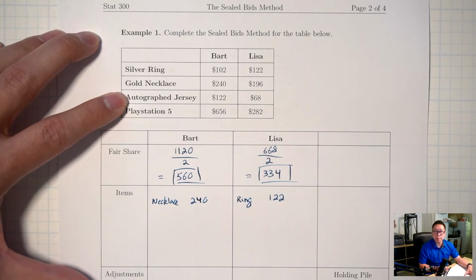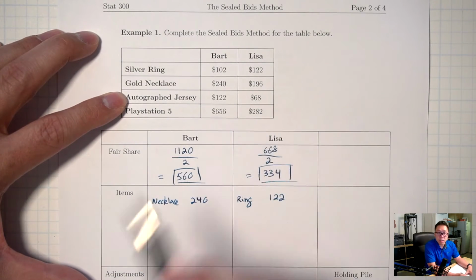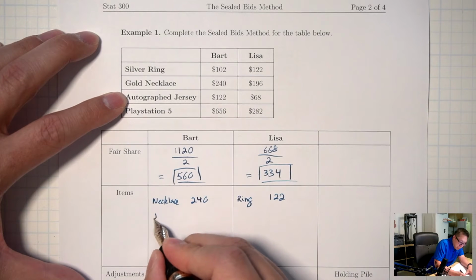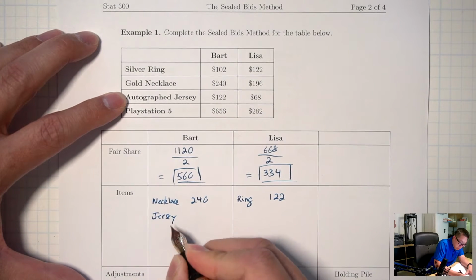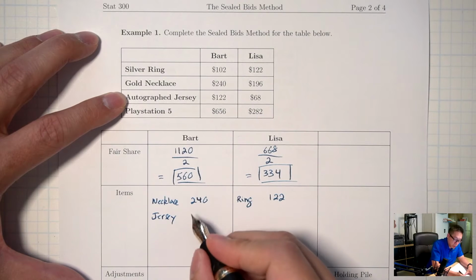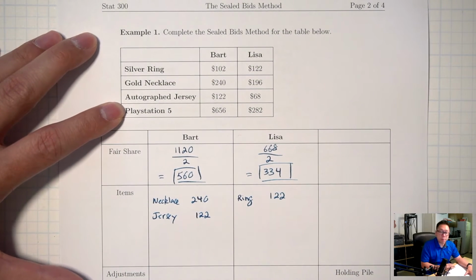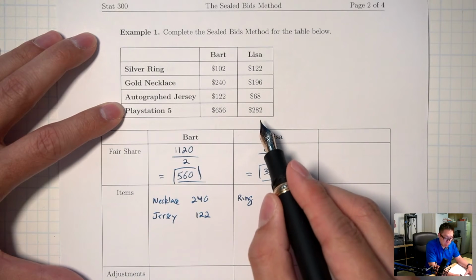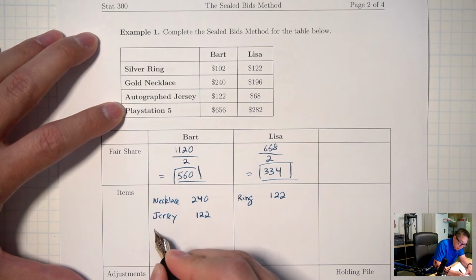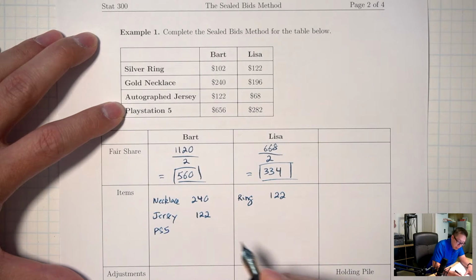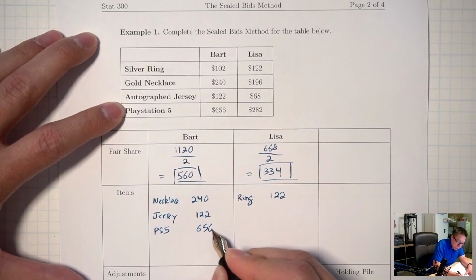Next is the jersey, 122 versus 68. Bart's going to get it. And the jersey is worth 122 to Bart. And then finally the PlayStation 5, 656 versus 282. Bart's going to get that one also, and it's worth 656 to him.